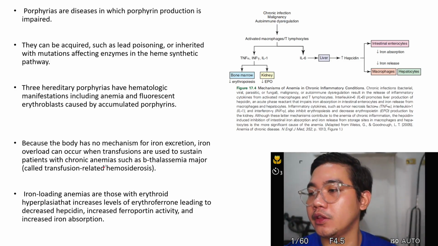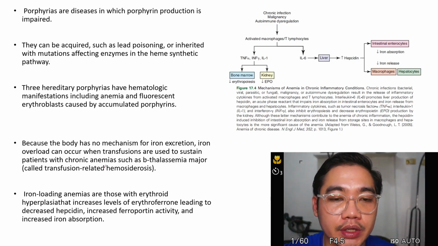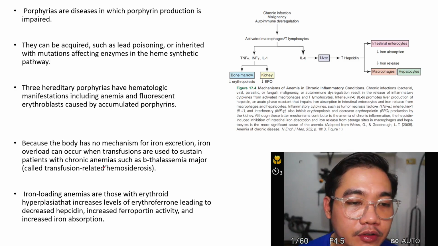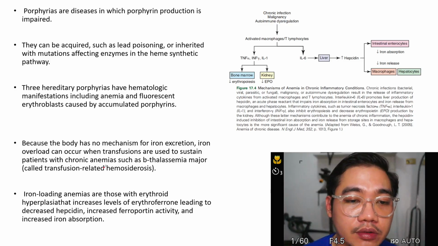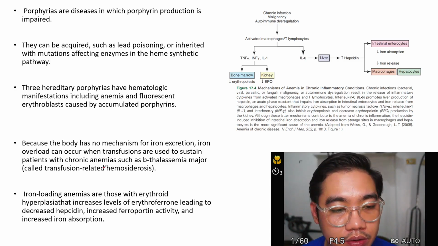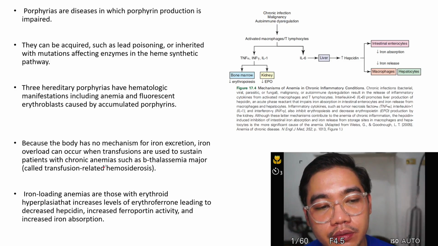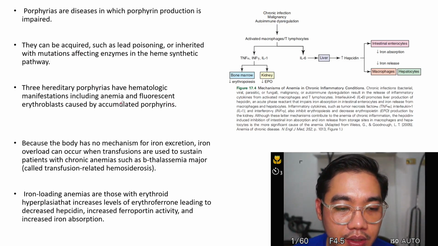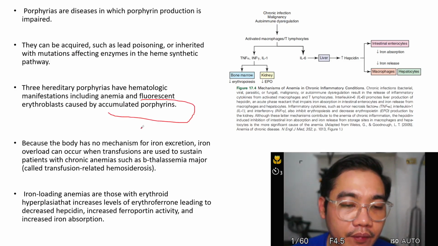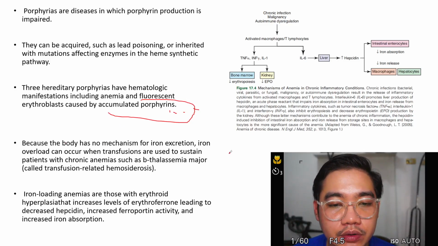So the next condition we're going to talk about is the porphyrias, which are diseases in which porphyrin production is impaired. They can be acquired, such as lead poisoning, or inherited through mutations of specific enzymes in the heme synthetic pathway. So there are 3 hereditary porphyrias that have hematologic manifestations, including anemia and fluorescent erythroblasts. This is the same explanation as your sideroblastic anemia earlier, where there will be an accumulation of immature porphyrins. So your porphyrins are a lot.